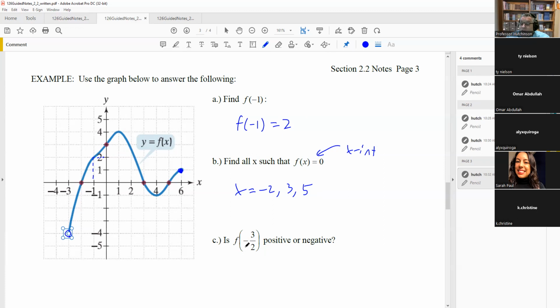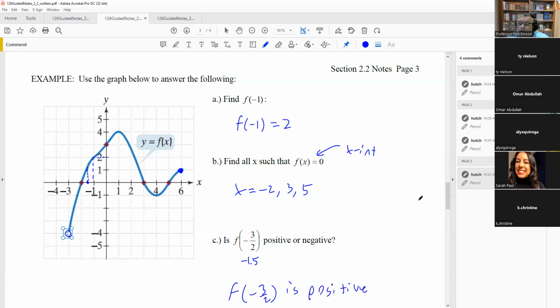Then I have another one of these, is f of negative 3/2 positive or negative? Now negative 3/2 is the same thing as negative 1.5, and you can do that in your calculator. So I'm going to go to negative 1.5, which is right here, and take that up. I hit the graph somewhere around 1.5-ish. So when x is negative 1.5, the graph is hitting above the x-axis, which means that f of negative 3/2 is positive.